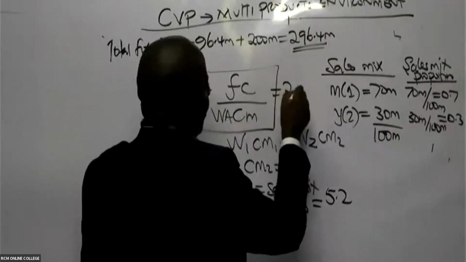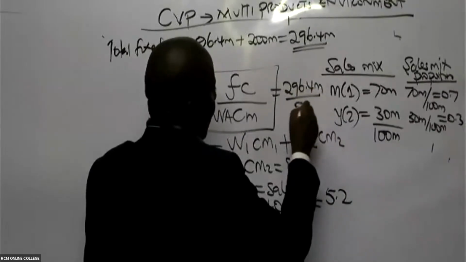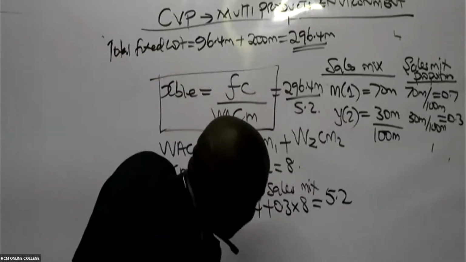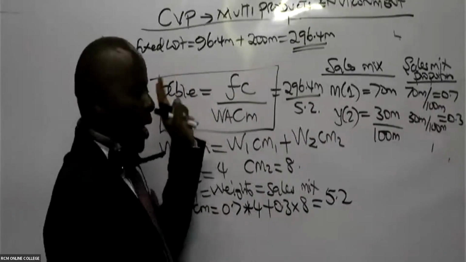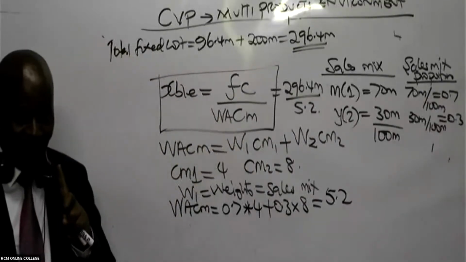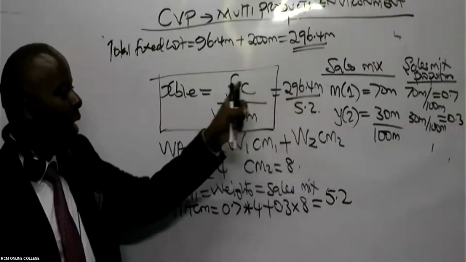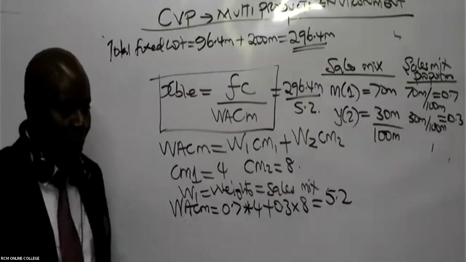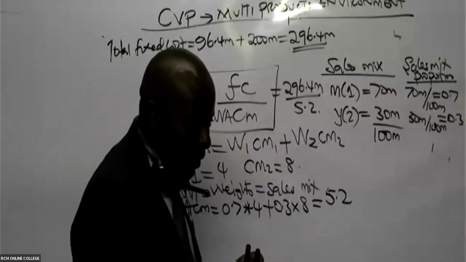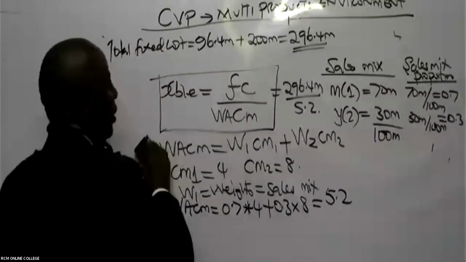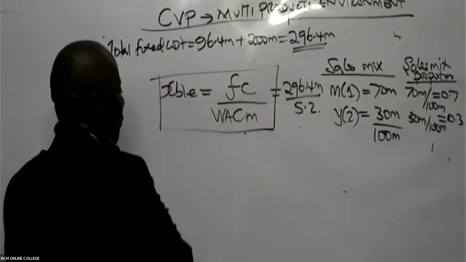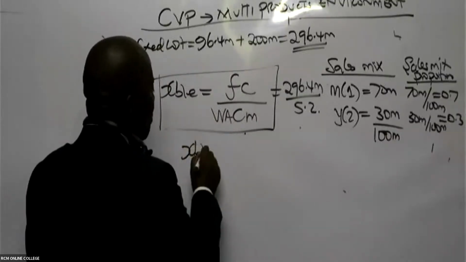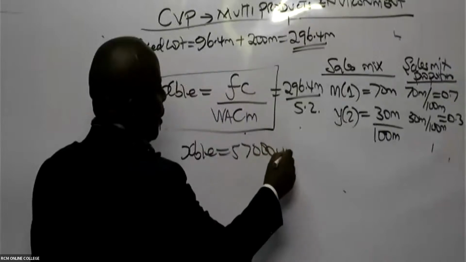So then the X break even will be 296.4 million divided by 5.2, which will end up giving me what figure? To get X break even, remember we have everything now: the total fixed cost, 296.4 million, divided by the weighted average contribution margin of 5.2. At the end of the day, we get 57,000 units. So X break even equals 57,000 units.